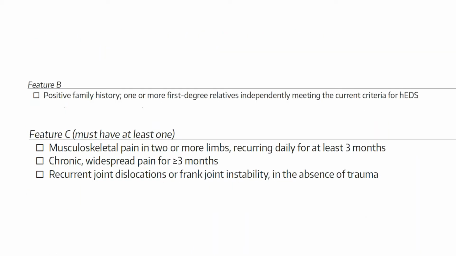Now, feature B of the second criteria is a positive family history, where 1 or more of the first-degree relatives independently meets the current criteria for hypermobile EDS. And then feature C: you have to have at least one of these: musculoskeletal pain in 2 or more limbs recurring daily for at least 3 months, chronic widespread pain for more than or equal to 3 months, or recurrent joint dislocations or frank joint instability in the absence of trauma. So if you have one of these, then you can say that feature C is met.